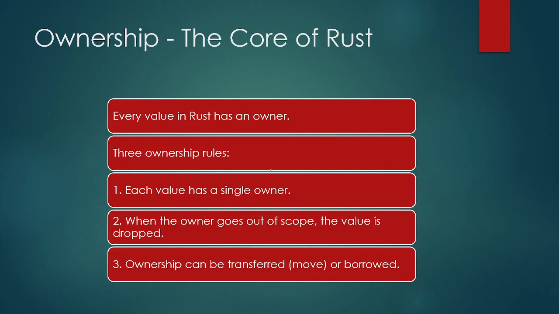In the previous example we have 50, with only one owner pointing to it. Each value has a single owner. When the owner goes out of scope, the value is dropped.